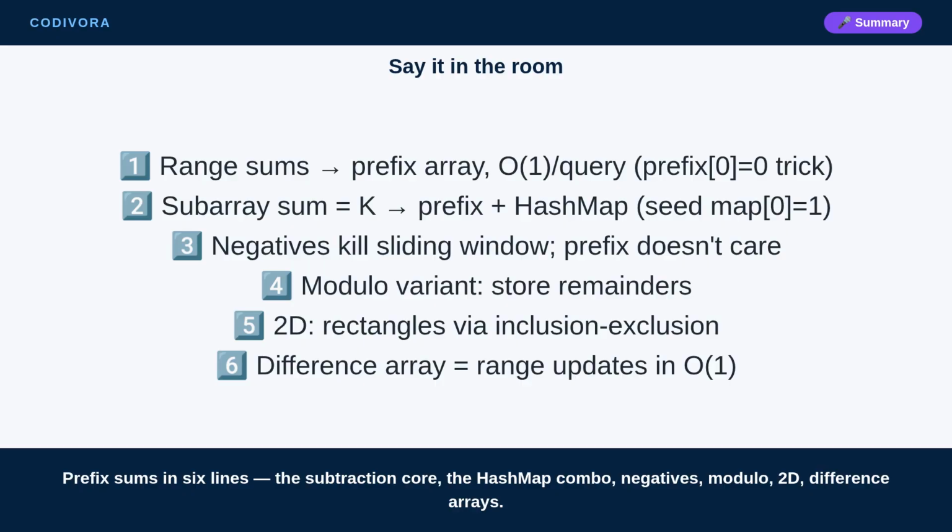Let's lock it in. Repeated range sums mean a prefix array with the extra 0 slot killing edge cases. Count subarrays summing to K is prefix plus hash map seeded with 0 maps to 1. Negatives break sliding windows, but prefix sums don't care. That's often why this pattern is the intended one. The modulo variant stores remainders, 2D handles rectangles with inclusion-exclusion, and the difference array is the inverse tool for bulk range updates. Precompute once, answer everything.